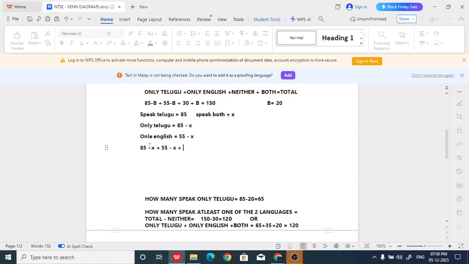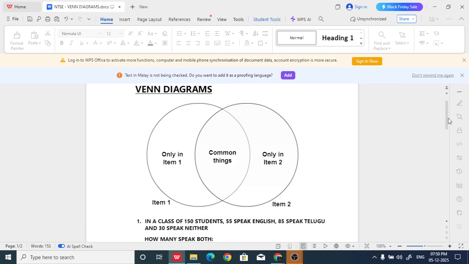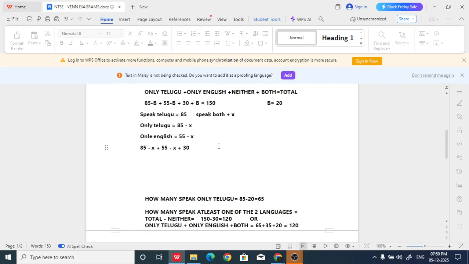People who speak only Telugu, that is 85 minus x. People who speak only English, 55 minus x. People who speak neither is how many? 30, because they have given that. So 30 plus people who speak both, x, is equal to how many?